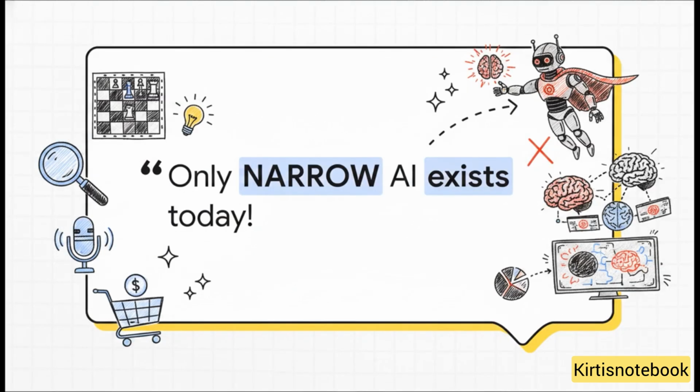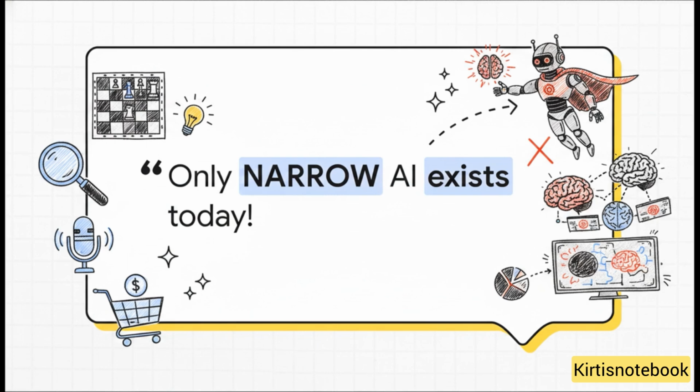Now listen up, because here is a massive exam tip that trips up a lot of students. Only narrow AI exists today. When you watch sci-fi movies like Iron Man or The Matrix, you see general and super AI all the time. But in the real world, those are entirely theoretical. They are far-off research goals. Please don't confuse Hollywood science fiction with current reality.